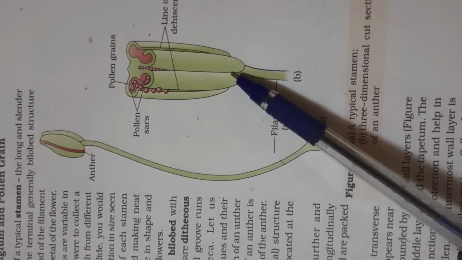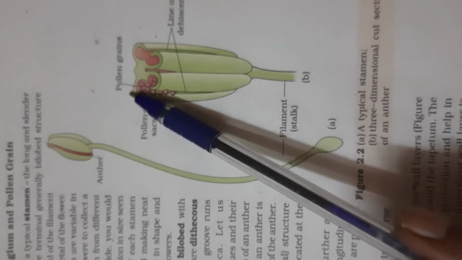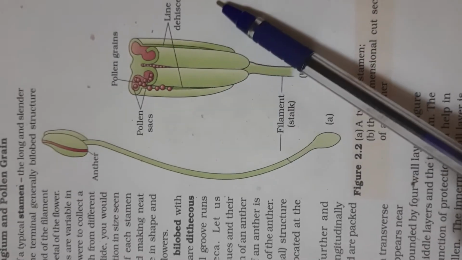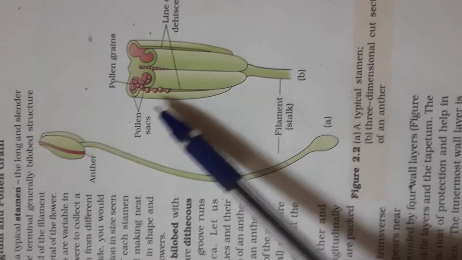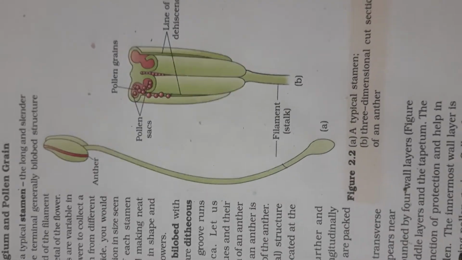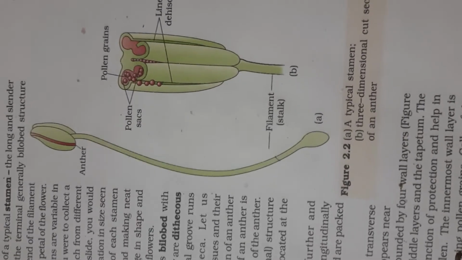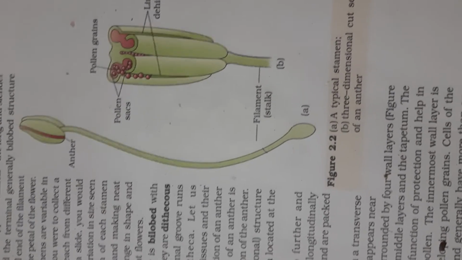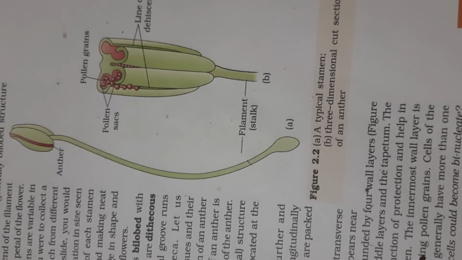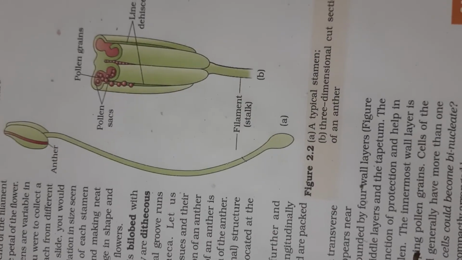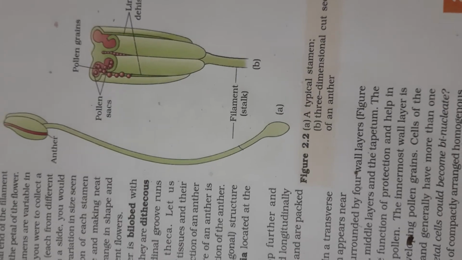Here the mature anther has a bilobed condition. This is one lobe, this is another lobe. It is bilobed and dithecous, having two theca. The entire anther has 4 sporangia. Later on, the sporangia develop into pollen sacs. This pollen sac is filled with pollen grains. This is about the stamen.